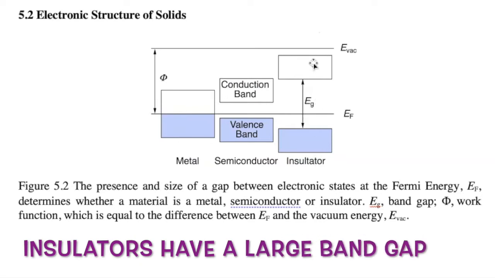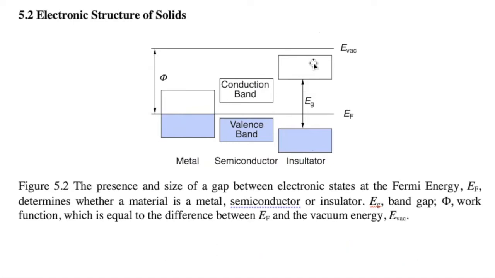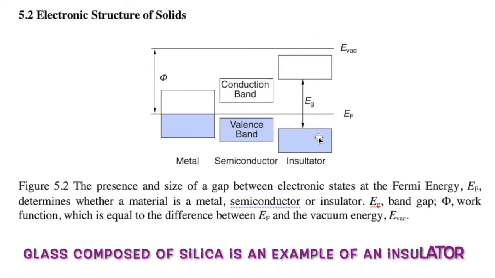In an insulator, there's a big gap, that gap energy, between the valence band and the conduction band. The gap is so big that even thermal excitations can't get you into the conduction band. Because of that, electrons aren't conducted. An insulator does not conduct electricity well. So insulators are over here with a large band gap.